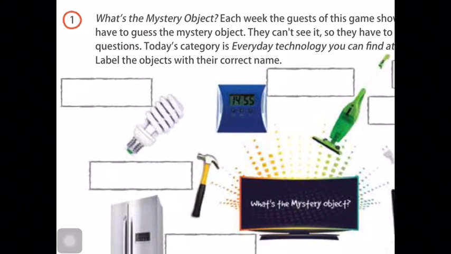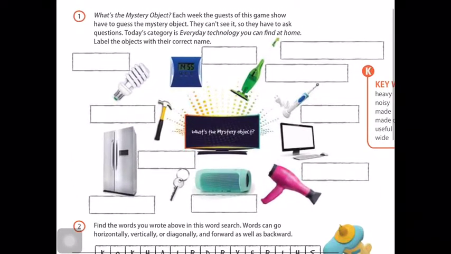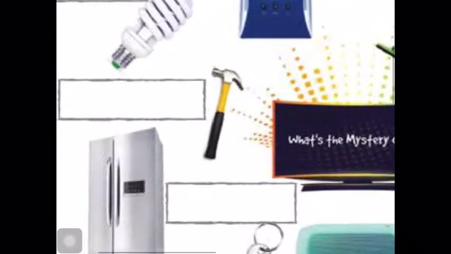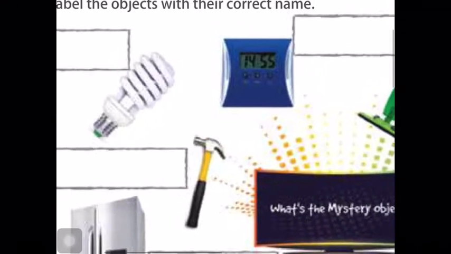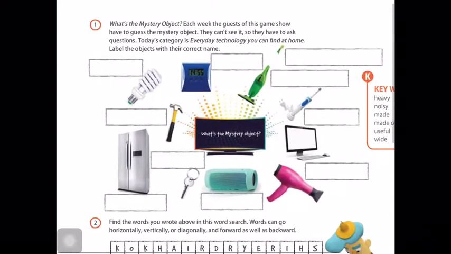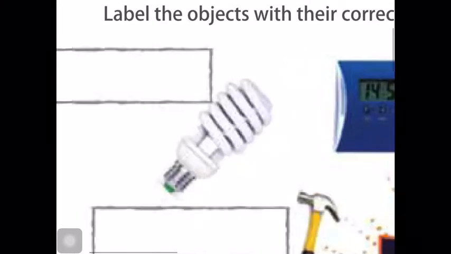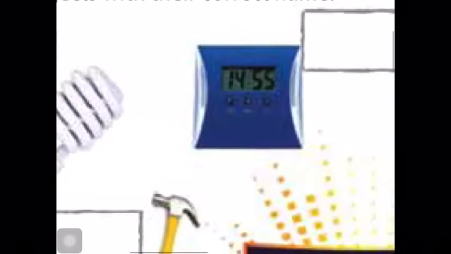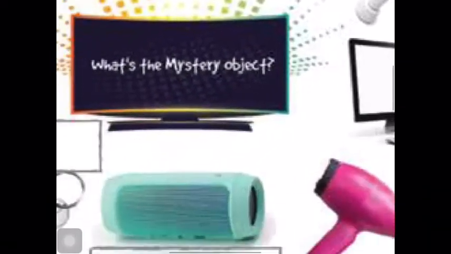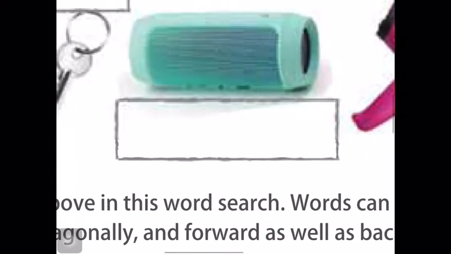Label the objects to find the correct name. What do you have to do? If you don't know how to say these elements in English, you just have to find them in a dictionary. Okay? When you find these elements in a dictionary, you write the names here. You write the names here in the different boxes. Find the names of the different objects and write them in these boxes.